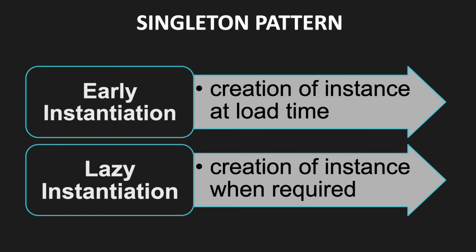This pattern asks us to just define a class that has only one instance and provides a global point of access to it. In other words, a class must ensure that only a single instance should be created and a single object can be used by all other classes. There are two forms of singleton design pattern. First is early instantiation, which means that the instances are created at load time. Second is lazy instantiation, which means instance creation is done only when required.